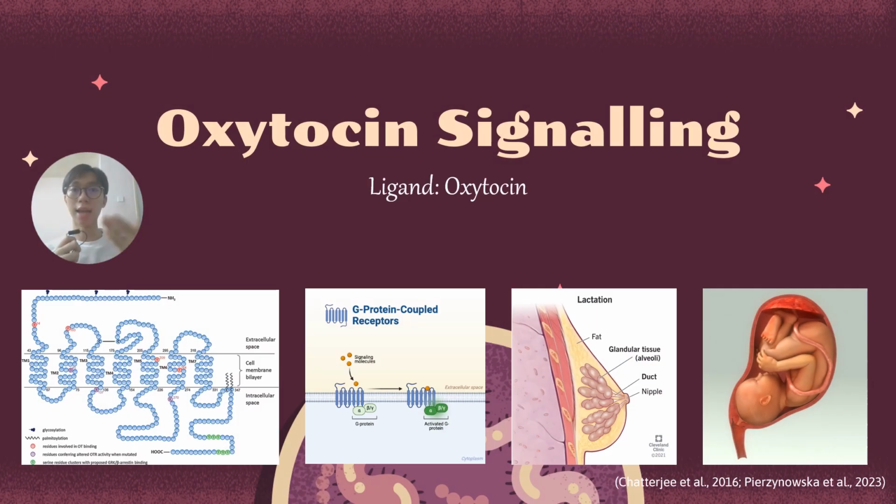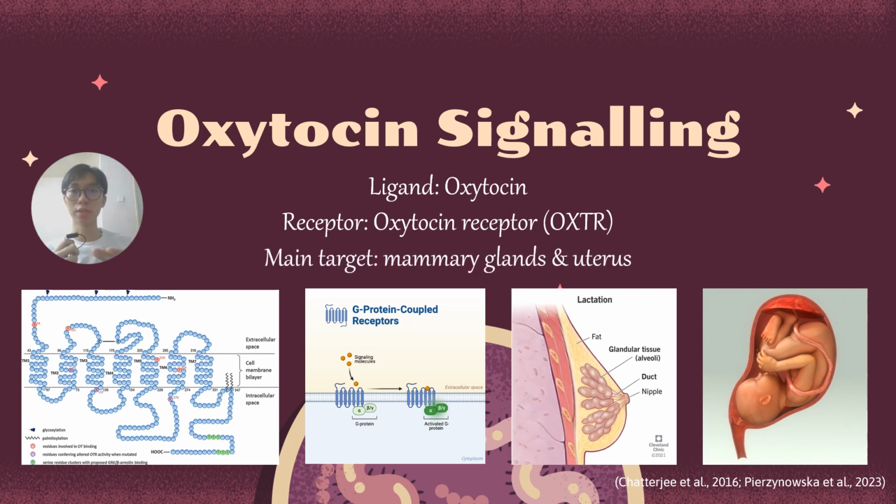Oxytocin acts as a ligand and binds to the transmembrane oxytocin receptors, which are G protein-coupled receptors. Oxytocin receptors are mainly expressed in the mammary glands and the uterus.